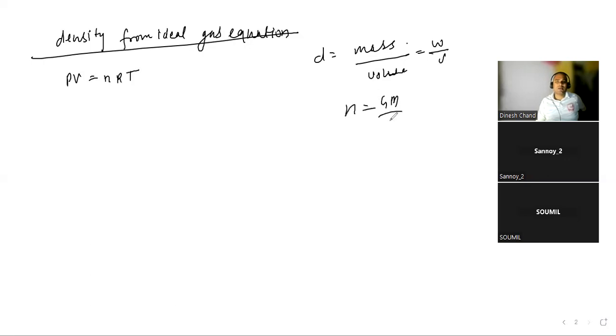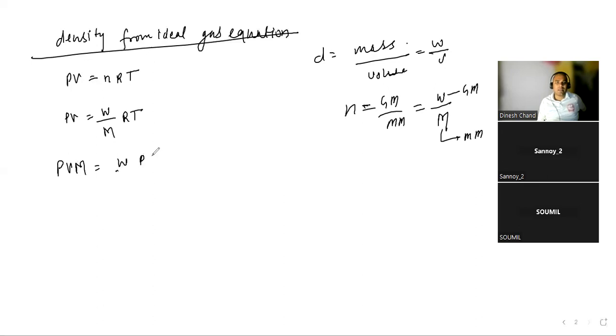Given mass by molar mass, so we can write n as W by capital M. So here PV is equal to W by M times RT. M is the molar mass, and W is the given mass. So PVM is equal to WRT, and PM is equal to W by V times RT.